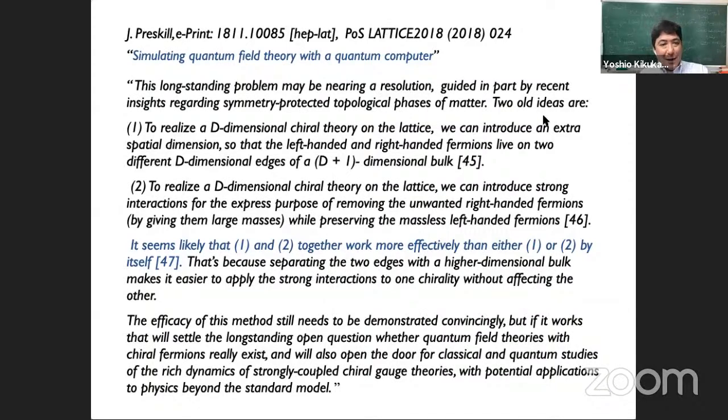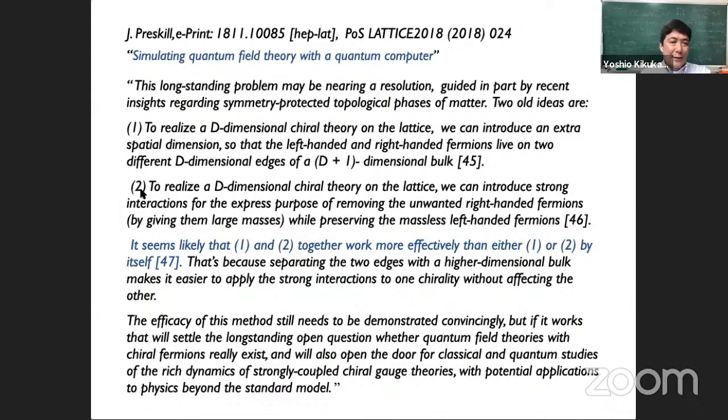Two old ideas are, to realize a d-dimensional chiral theory on the lattice, we can introduce an extra spatial direction so that left-handed and right-handed fermions live on two different d-dimensional edges of a d plus one dimensional bulk. And here he quoted paper 45, and this is nothing but the lattice domain wall fermion paper.